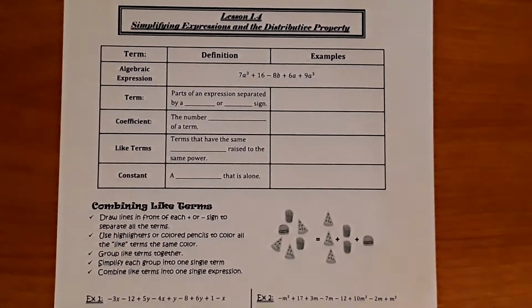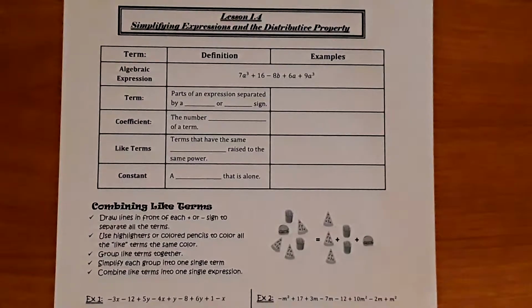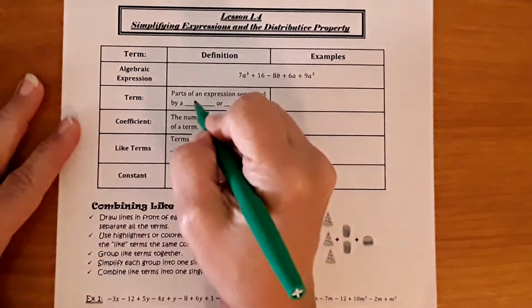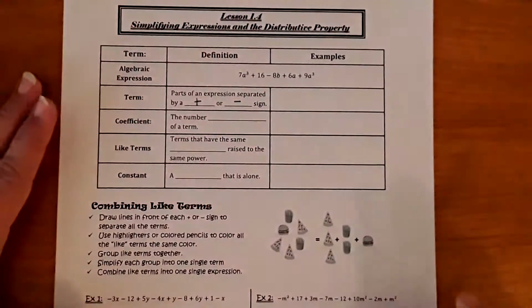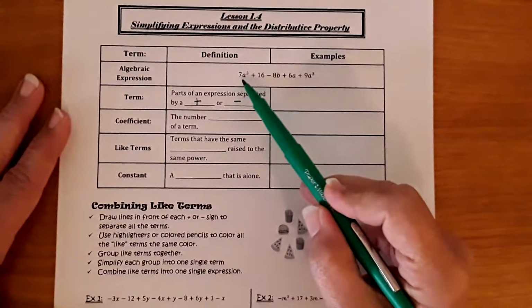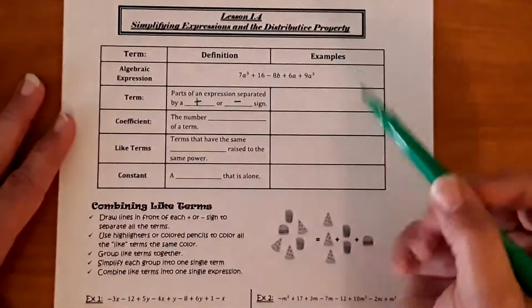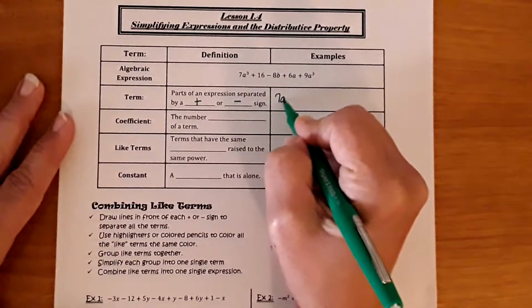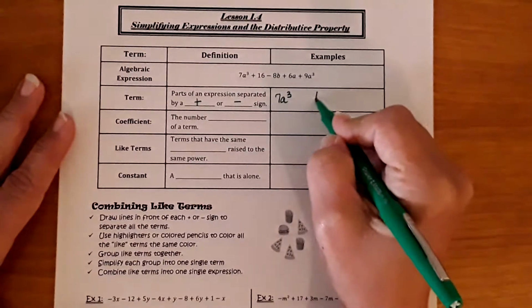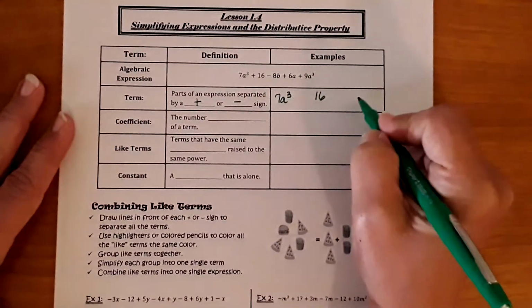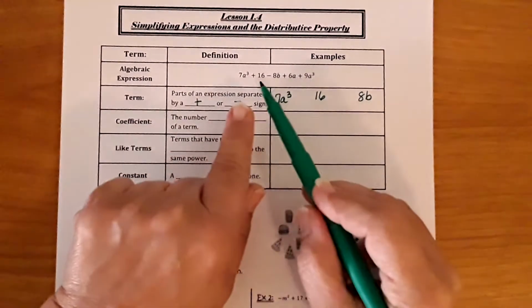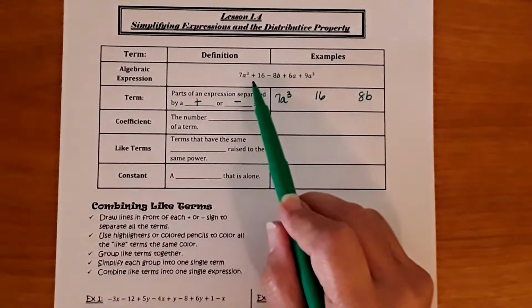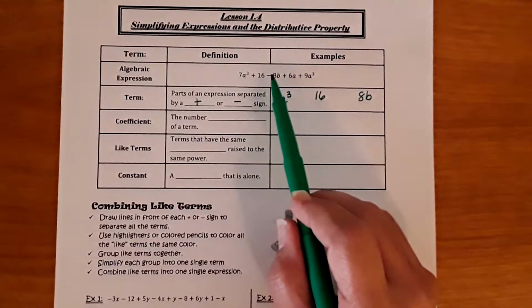We did terms last week. A term is part of an expression separated by a positive or addition sign or a negative sign. So this is a term. 7a to the third is a term. 16 is a term. 8b is a term. Notice that all of these terms are separated by an addition sign or a subtraction sign.